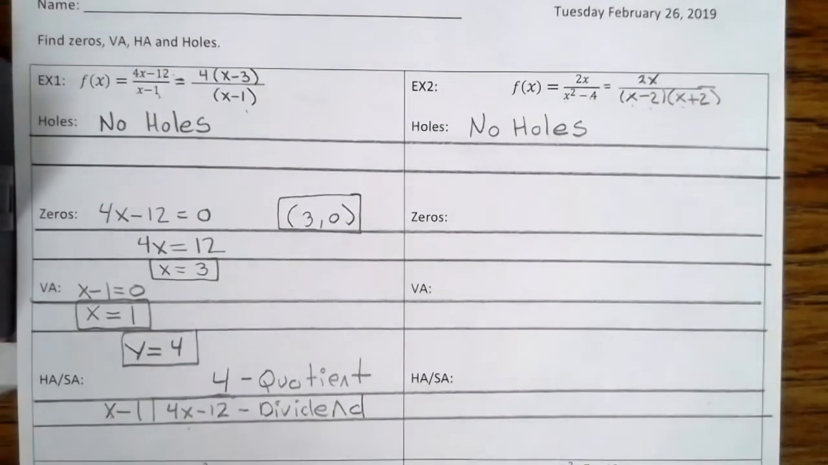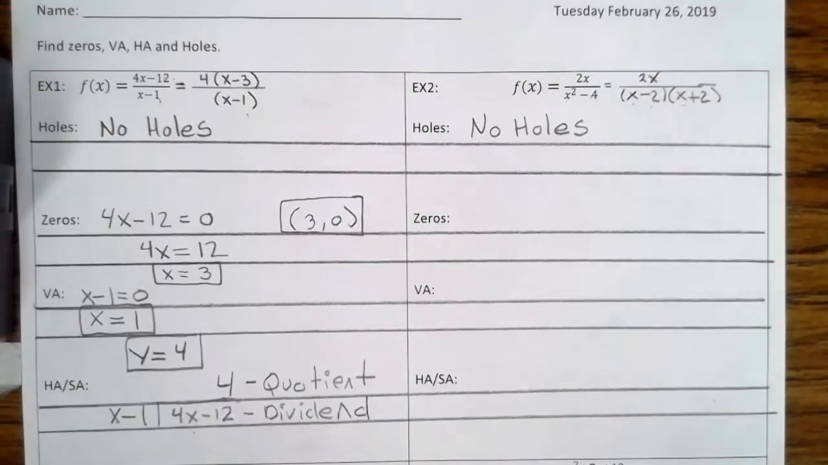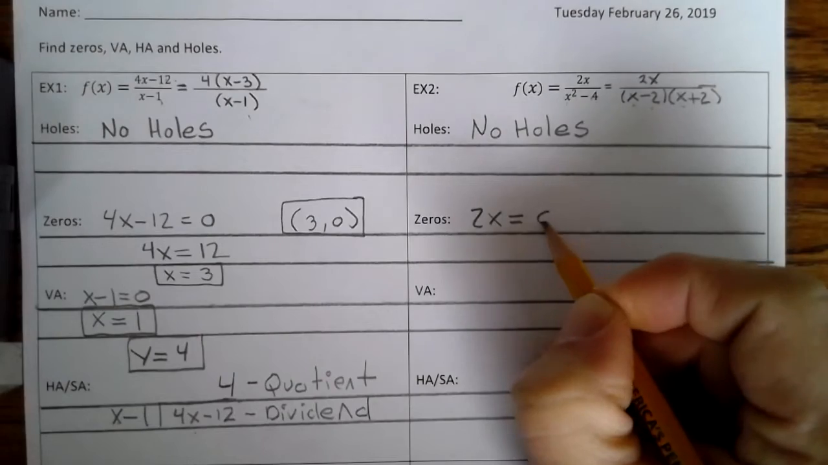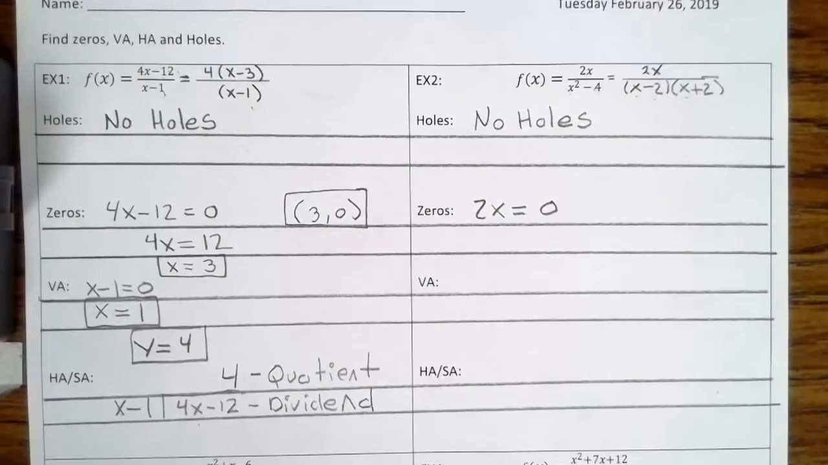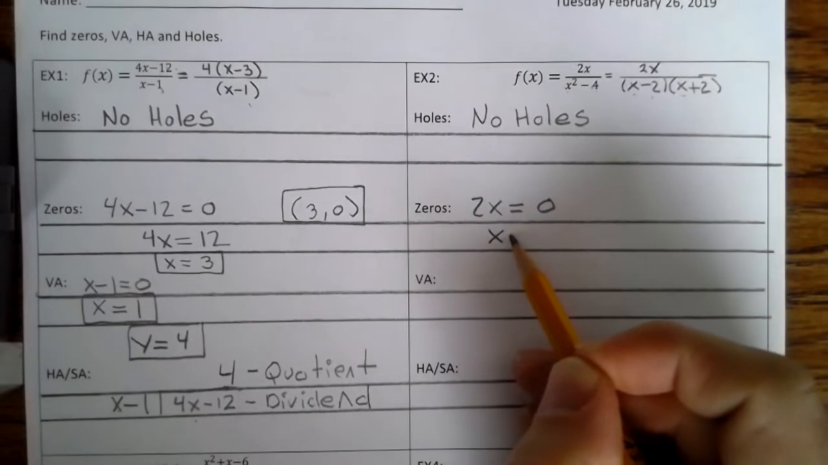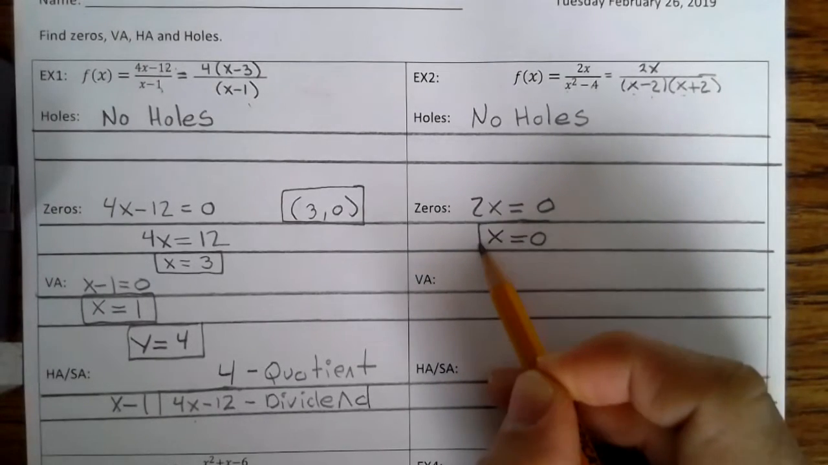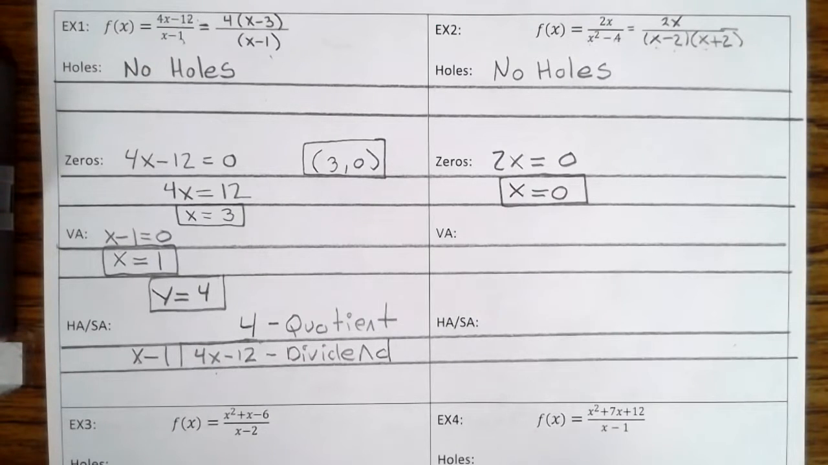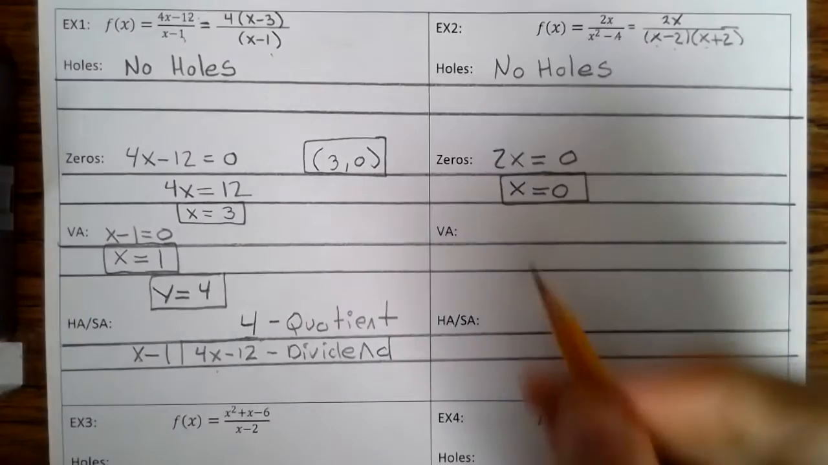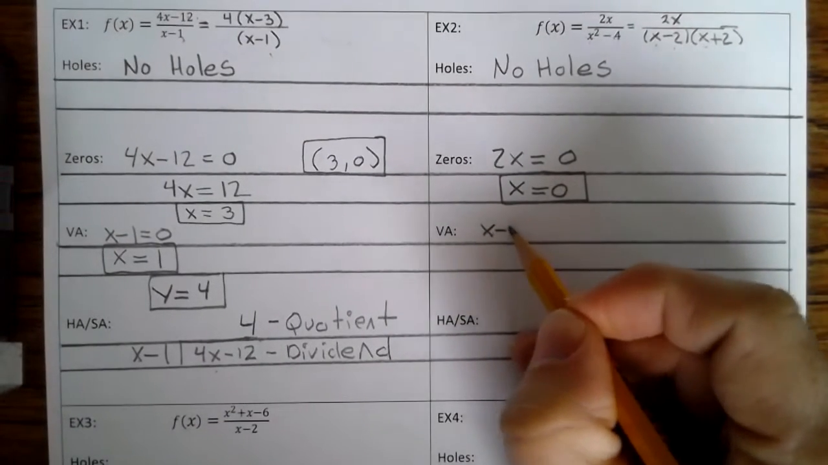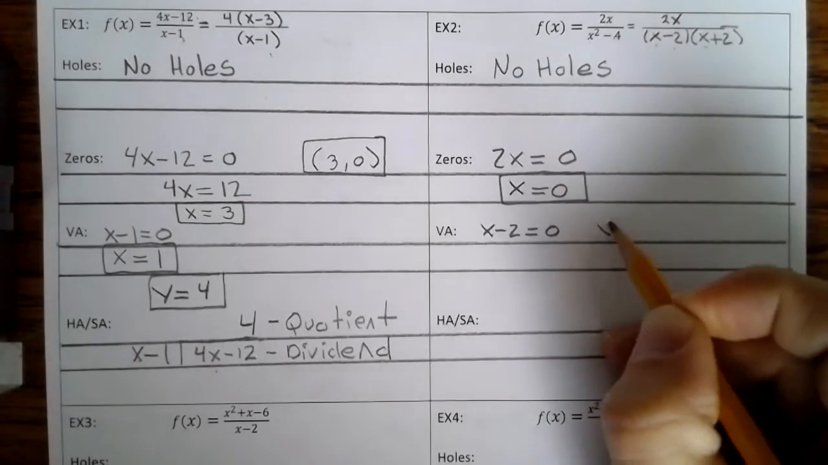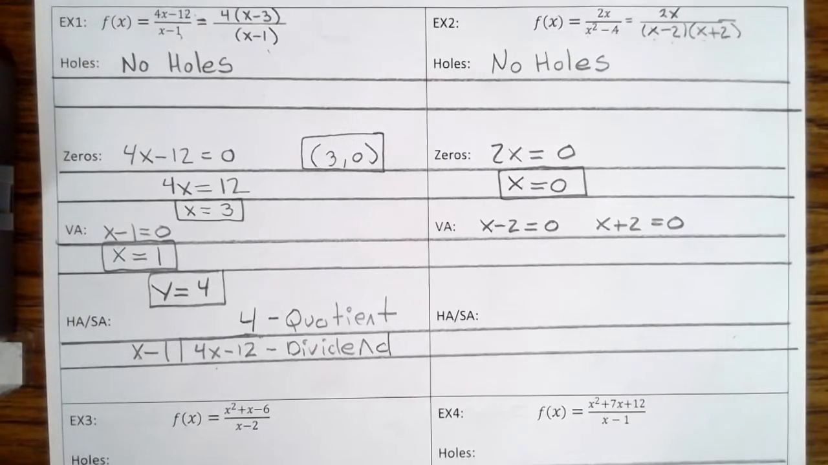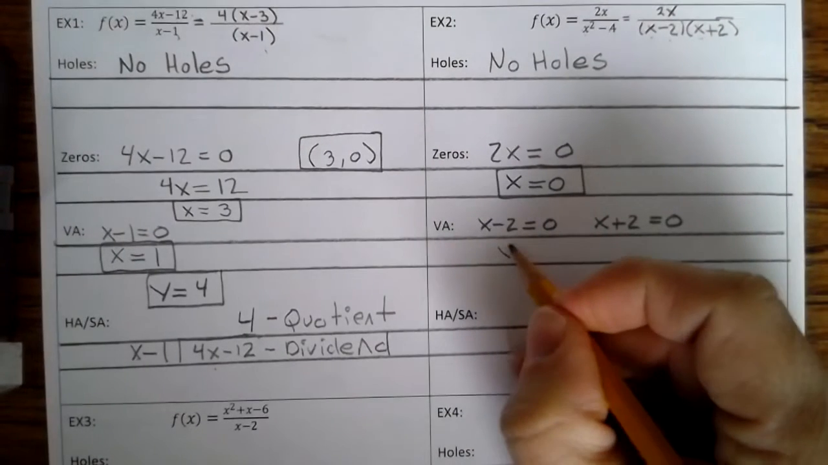All right, now for the zeros, you set the numerator equal to 0, so 2x equal to 0. Well, real simple, we divide by 2, x equals 0. All right, now for the vertical asymptote, you set the denominator equal to 0. So in this case, x minus 2 equal to 0, and x plus 2 equal to 0. So your vertical asymptotes are x equals 2 and x equals negative 2.